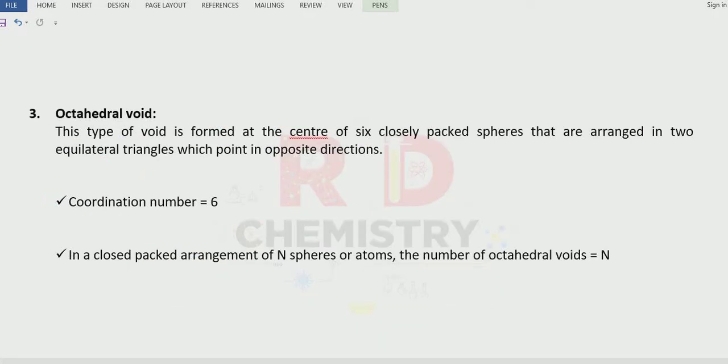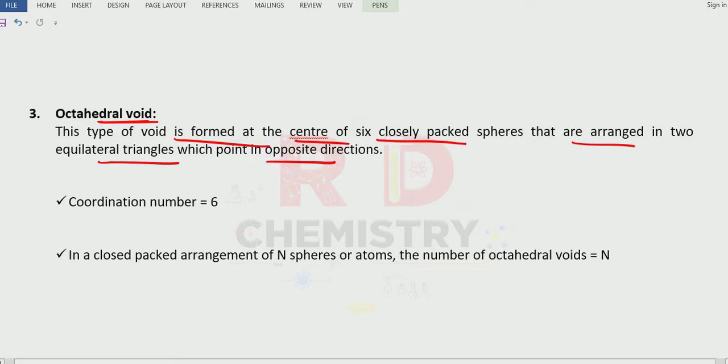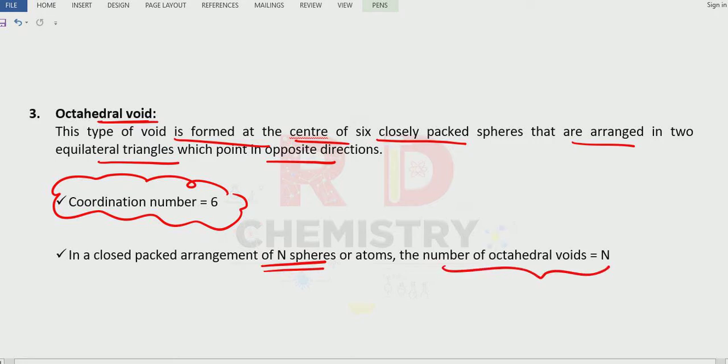Now let us see the octahedral voids. This type of void is formed by the centers of 6 closely packed spheres that are arranged into equilateral triangles which point in opposite directions. So that void is surrounded by 6 particles, therefore the coordination number is equal to 6 for that void. Now, in that close packed structure, if there are n spheres or n atoms, then the number of octahedral voids is equal to n. Remember, 1:1 ratio. Clear?